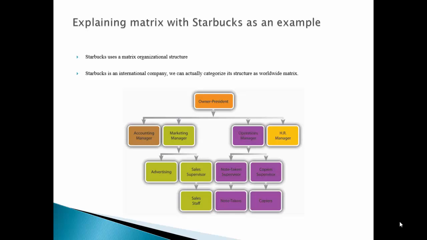Here we explain the matrix structure of Starbucks, which was a divisional structure earlier. It was transformed into a matrix structure to meet consumer-specific demands. Starbucks successfully operates under a matrix structure. Because Starbucks is an international company, we can actually categorize its structure as a worldwide matrix.